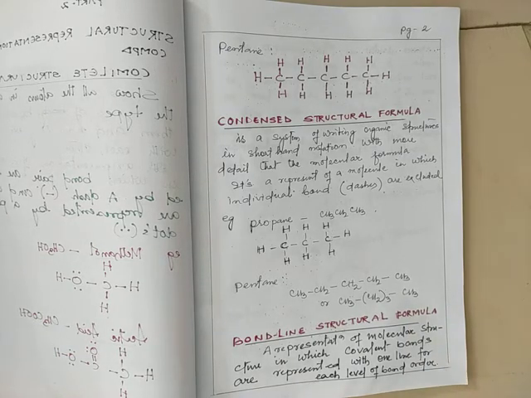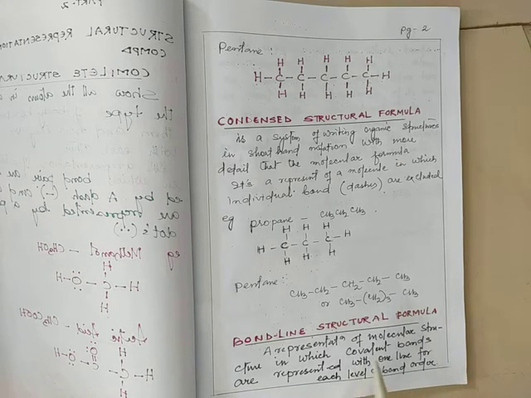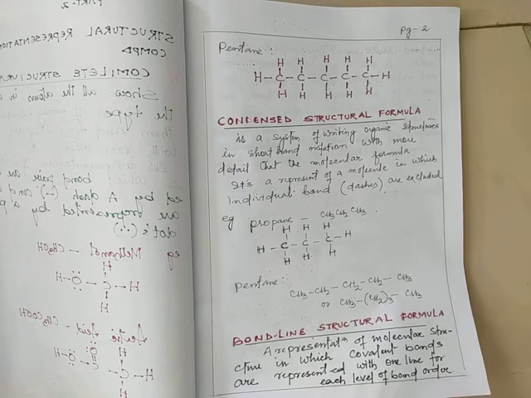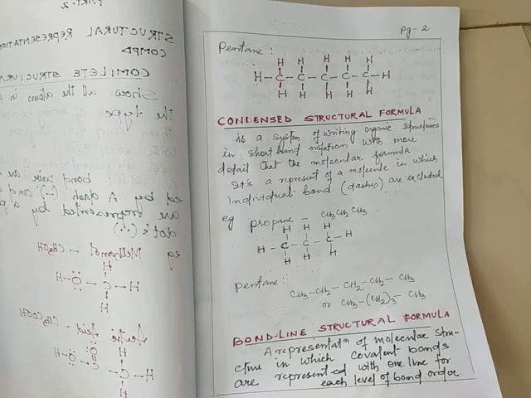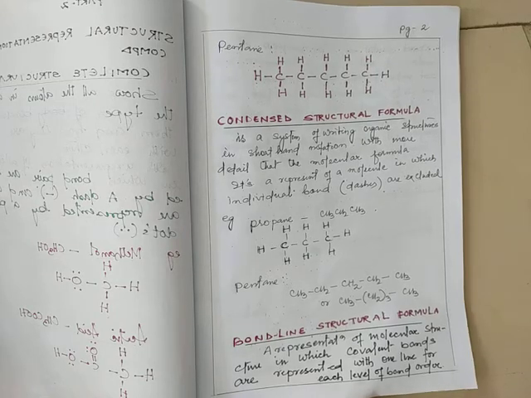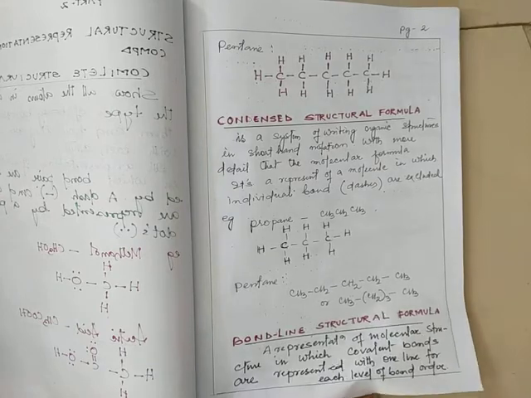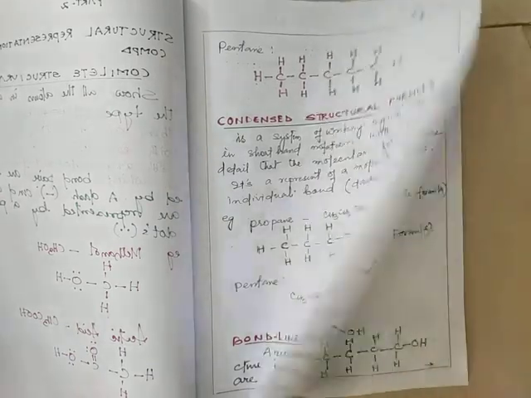Then the last one is the bond line structural formula. In a bond line structural formula, we show just a triangle form, or a square form. That is what we call the bond line structural formula. It means the representation of a molecular structure in which the covalent bonds are represented with one line for each level of the bond order.